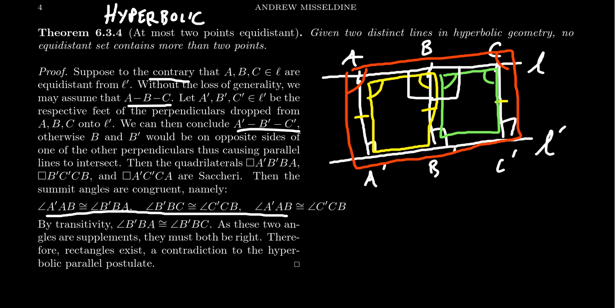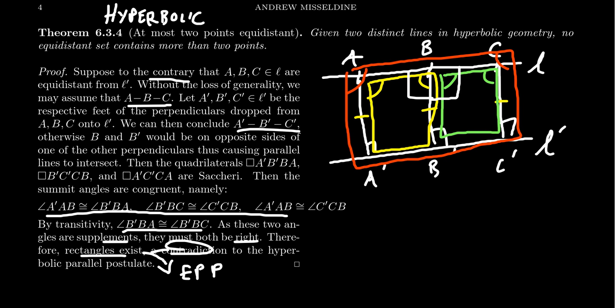That forces congruence right here. And so as we have supplements, they're going to be right angles. And as some of them are right, they're all going to be right. And so these Saccheri quadrilaterals are, in fact, rectangles. We have three rectangles in front of us. Existence of rectangles implies the Euclidean parallel postulate, which is a contradiction to the hyperbolic parallel postulate.